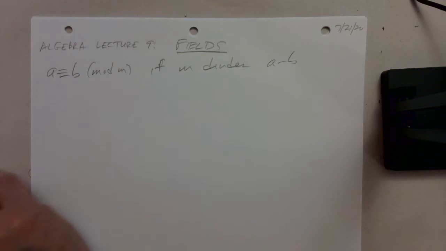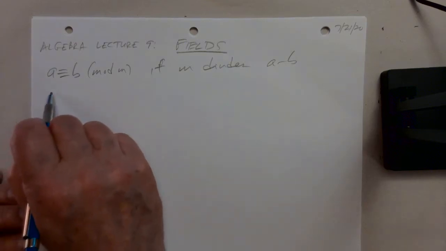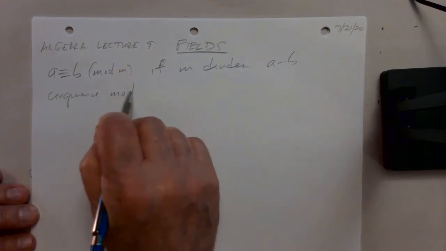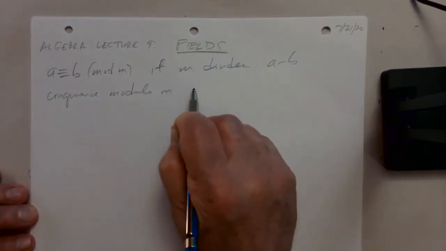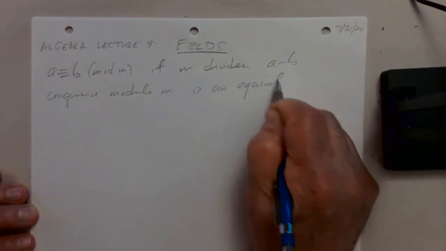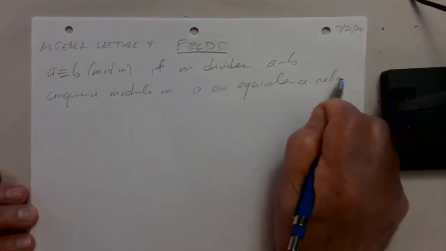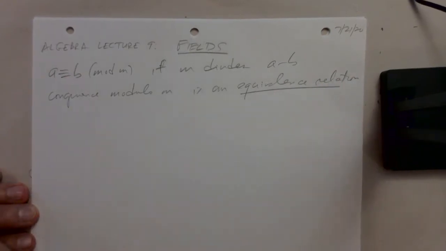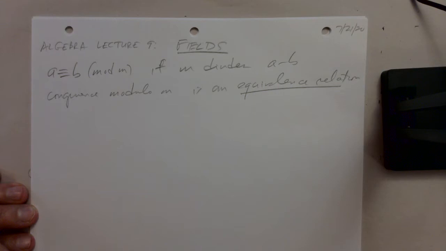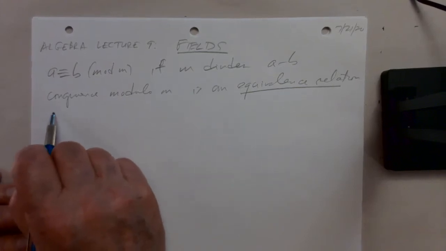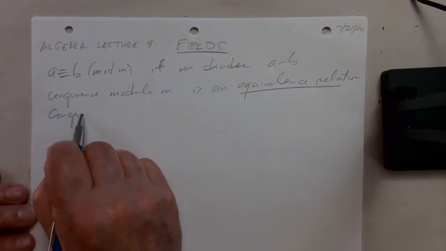Now, congruence mod m is an equivalence relation. That means it is reflexive, symmetric, and transitive. And so it divides the integers up into equivalence classes, which are called congruence classes.